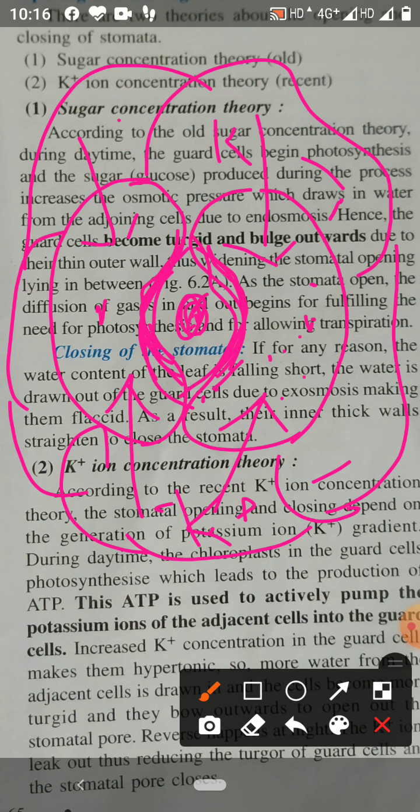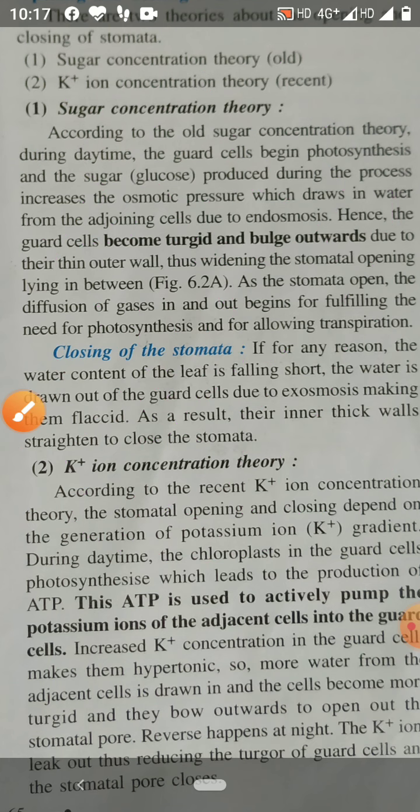Then the osmotic pressure of the guard cells will not increase, and potassium ions are not pumped. So stomata will close. So I explained the opening and closing of stomata according to the sugar concentration theory and potassium ion concentration theory.